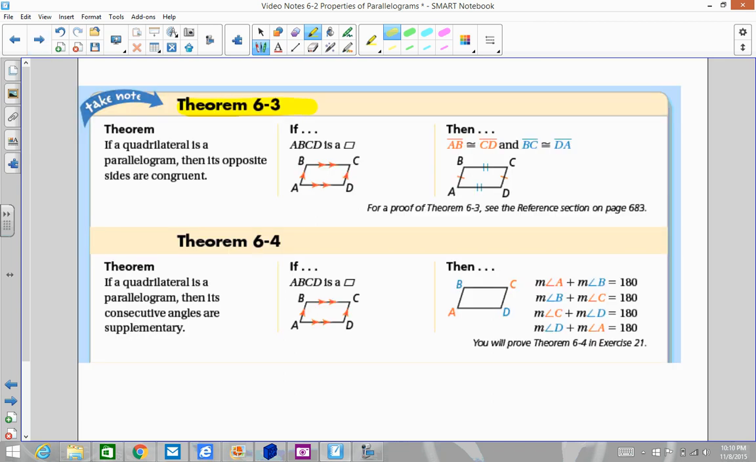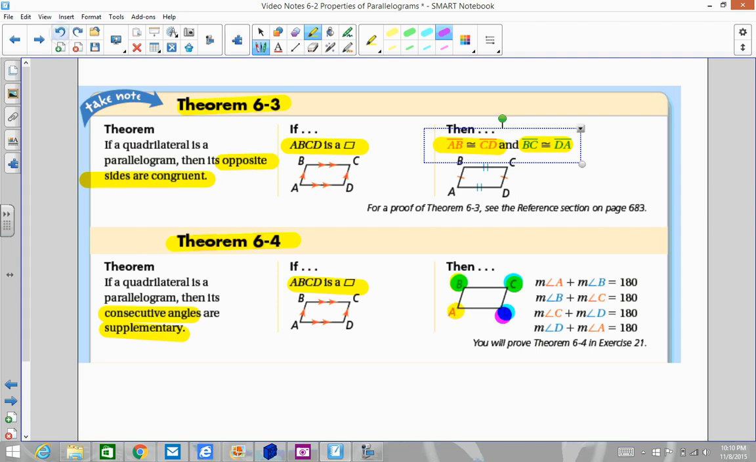So our first theorem is Theorem 6-3, and it says if you have a parallelogram, then opposite sides are congruent. So here we have AB is congruent to CD and BC is congruent to DA. All right, our next theorem is Theorem 6-4. It says that if a quadrilateral is a parallelogram, then the consecutive angles are supplementary. So that means if you have this parallelogram, then A and B are supplementary, B and C are supplementary, C and D are supplementary, and D and A are supplementary.